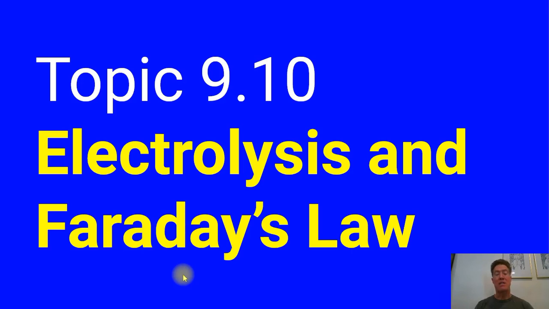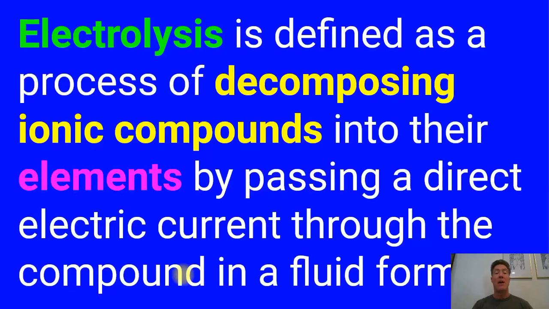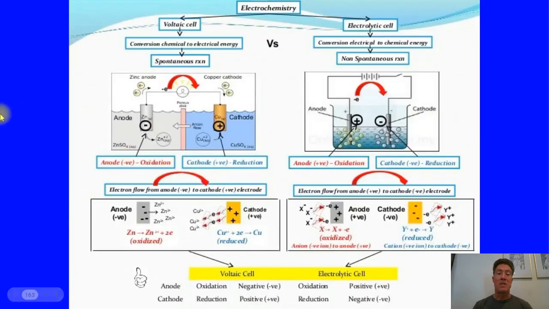Let's talk about electrolysis and this guy named Faraday. We're going to be looking at the charge flow based on changes in the amounts of reactants in an electrochemical cell. In this case, we're talking about a non-spontaneous cell. Electrolysis is defined as a process of decomposing ionic compounds into their elements by passing a direct current through the compound while it's in a fluid form. So that can be an aqueous solution, or it can be where you have an ionic compound that's melted at a very high temperature.